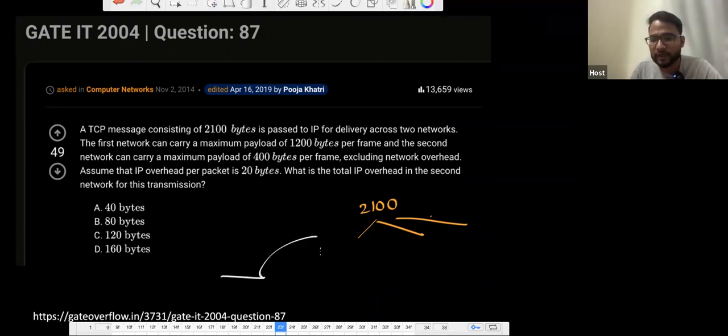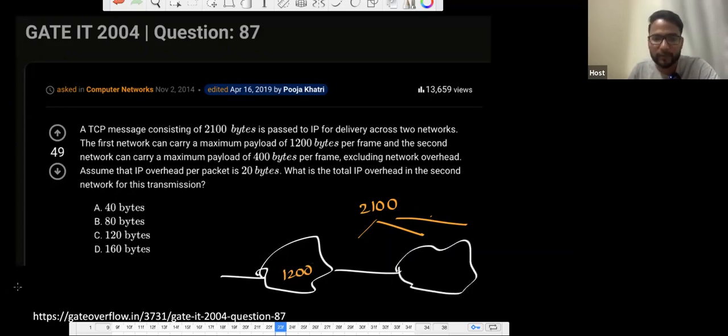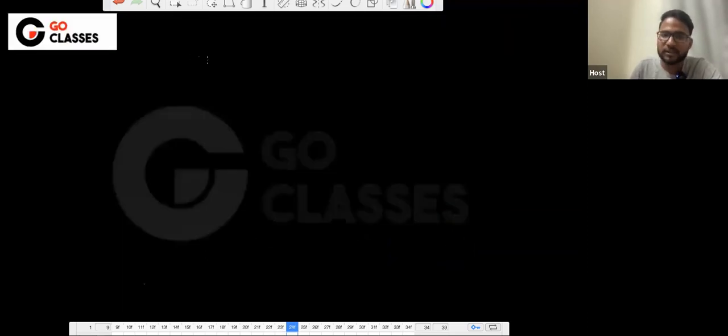There are two networks. First, it will be divided. This is the MTU of 1200, and then the other one. Basically, MTU could be larger, but you can say that it is 1220. I mean this can handle 1200 without the IP header, and similarly, it can handle 400 without the IP header. So this is 2100 that you are sending. So you can do it easily.